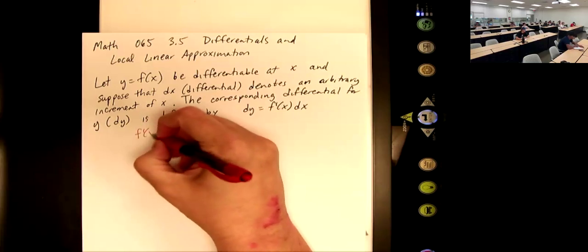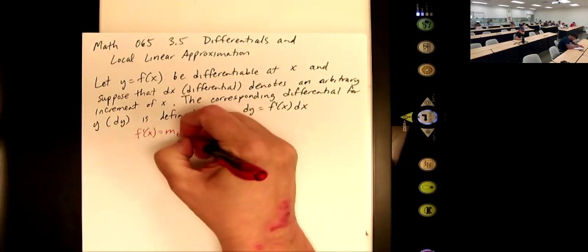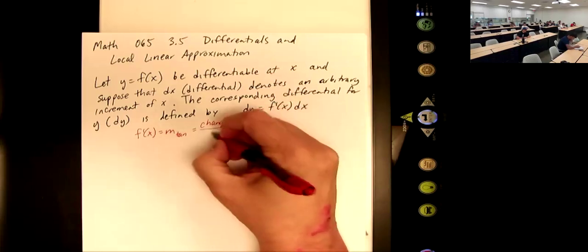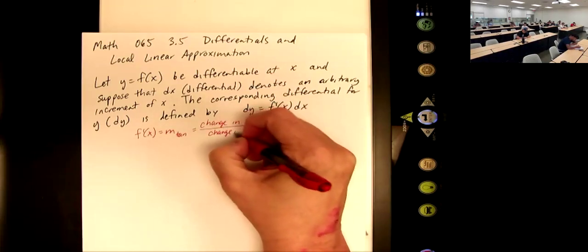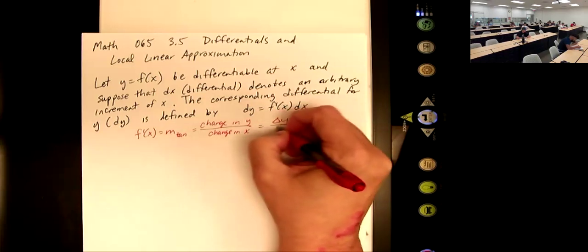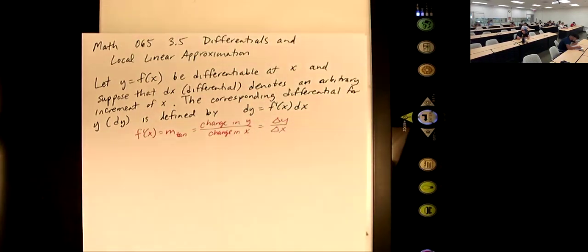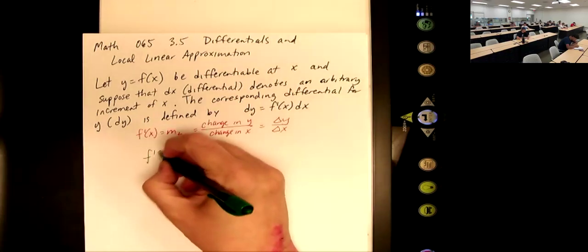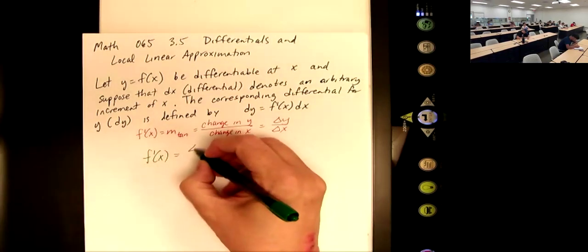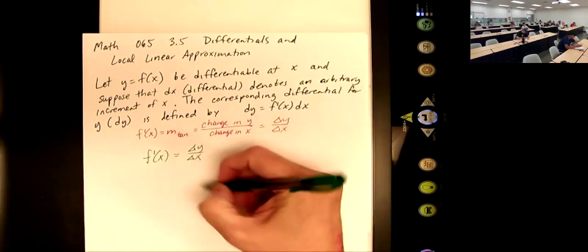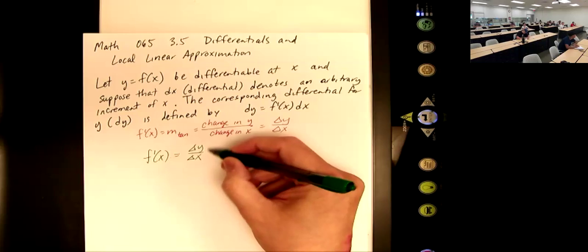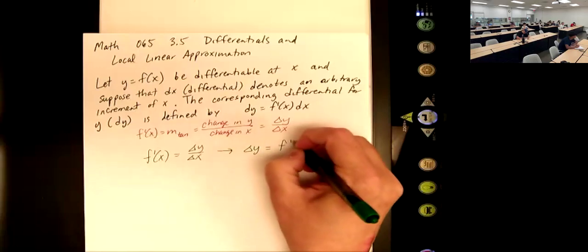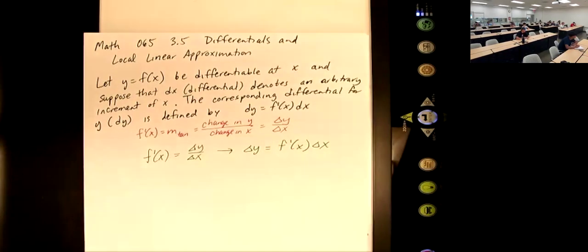F prime of x is slope, right? Slope of the tangent line, which is a change in y over a change in x, or like a delta y over a delta x. So without putting the tangent stuff in there, I've got delta y over delta x. If I cleared fractions, because these are values here, multiply both sides by it, I get delta y equals f prime of x delta x. I cleared a fraction.